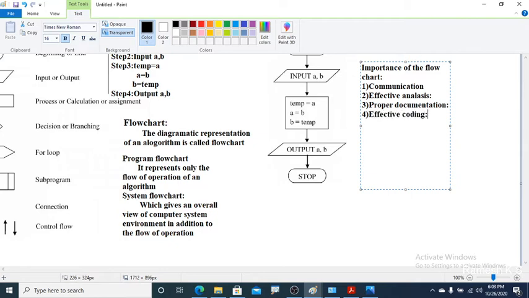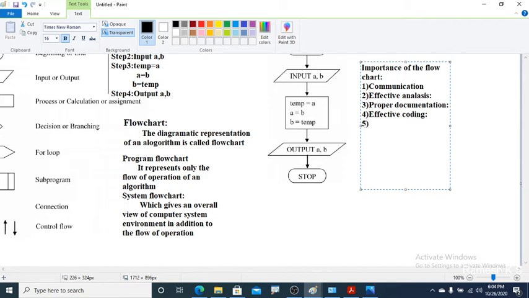So effective coding, in the sense, the flowchart acts as a guide or a blueprint during the system analysis. Suppose I want to design a very perfect program, that means all possibilities, negative possibilities, positive possibilities, everything I need to handle. So with that simplification purpose, we are designing a flowchart in order to develop an effective coding. So that is the fourth point.